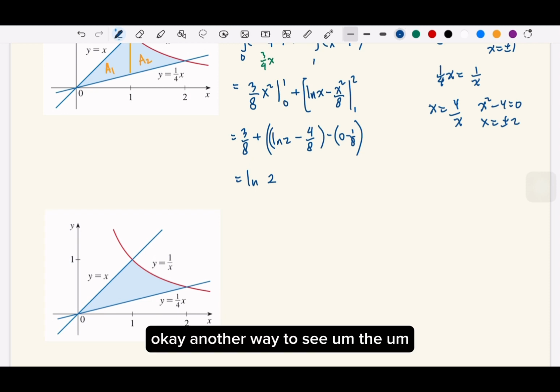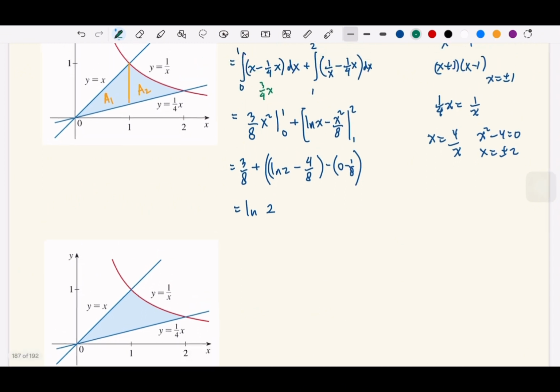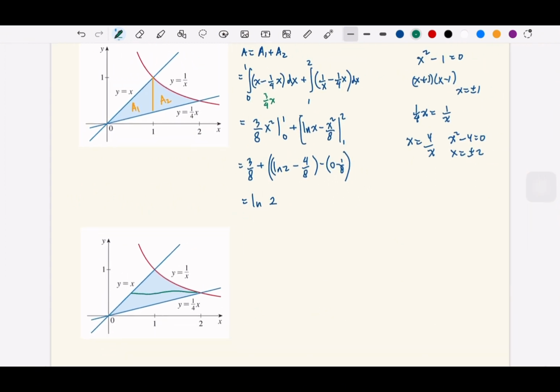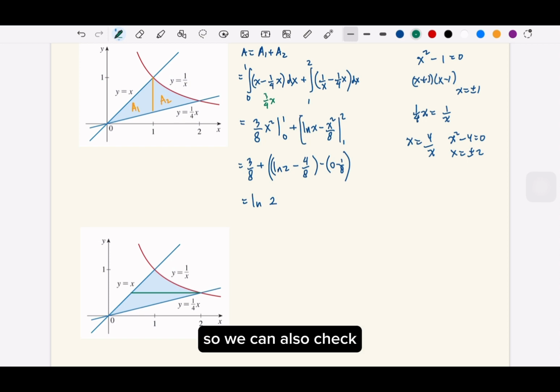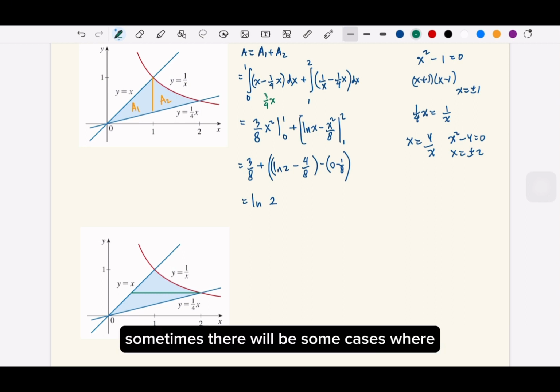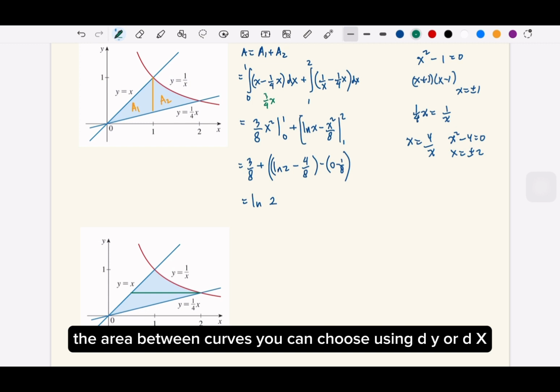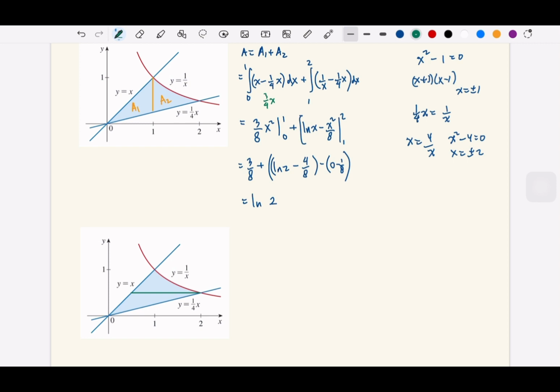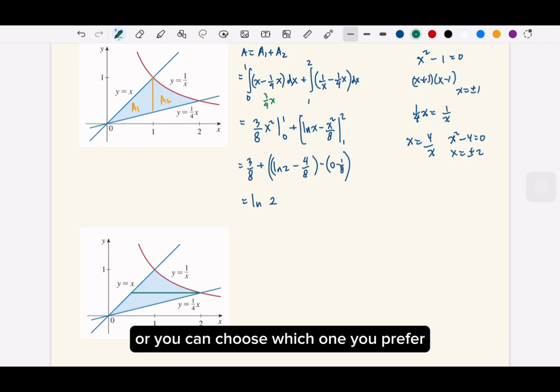Okay, another way to see the calculations is by taking this line here. So we can also check and take this as area 1 and area 2. So we can see from two perspectives. Sometimes there will be cases where, for the area between curves, you can choose using dy or dx. Sometimes one way may be easier, or you can choose which one you prefer.